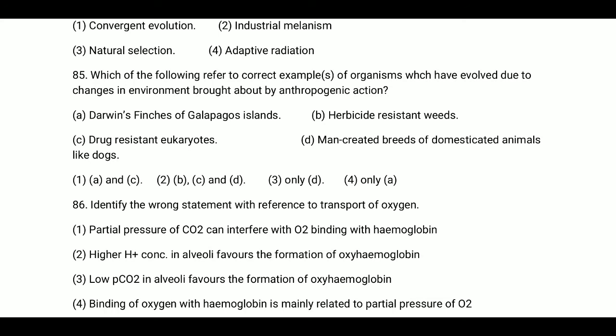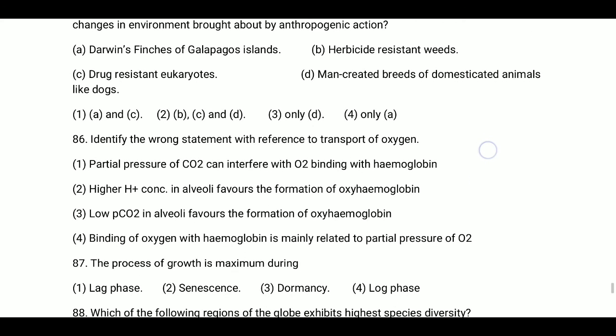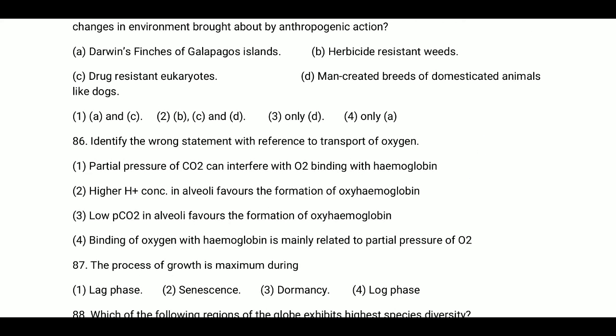Identify the wrong statement with reference to transport of oxygen. Partial pressure of CO2 can interfere with oxygen binding with hemoglobin. Higher H plus concentration in alveoli favors the formation of oxyhemoglobin. Lower partial pressure of CO2 in alveoli favors the formation of oxyhemoglobin. Binding of oxygen with hemoglobin is mainly related to partial pressure of O2. Again, in the 86th question, the right answer is the second option: higher H plus concentration in alveoli favors the formation of oxyhemoglobin.